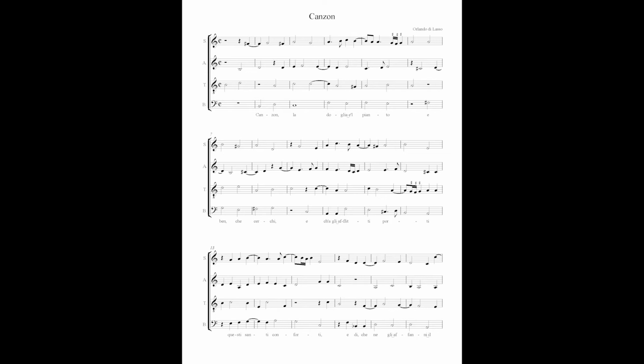And as yet another version of si placet performance, here is a rendering of Orlando di Lasso's four-part madrigal, Canzone, La Doglia e il Pianto e Ben, performed by the Gruppe für Alte Musik, conducted by Martin Zöbeli.